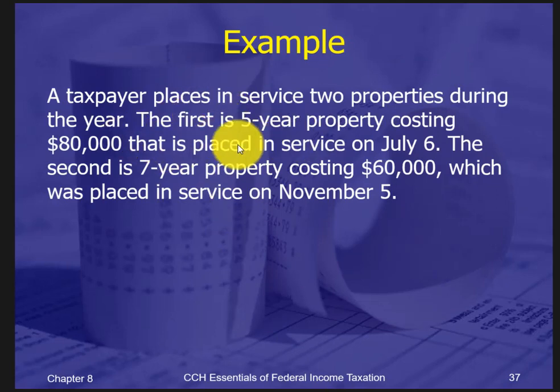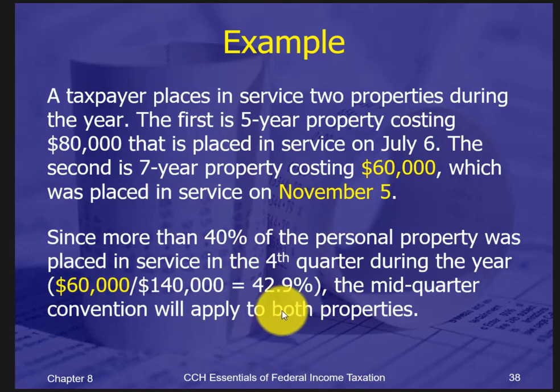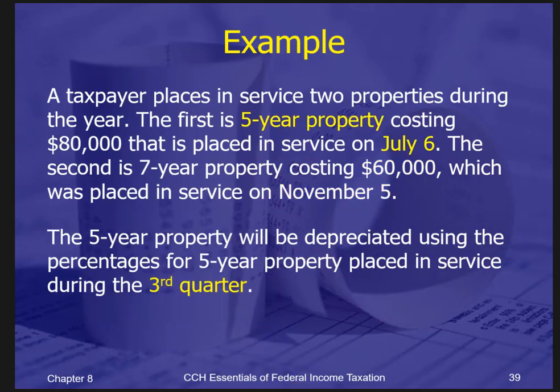So here's an example, 5-year property on July 6th, 7-year on November 5th. This 60,000 is more than 40%, so the mid-quarter convention has to apply to both properties. That's the bummer. If you trigger this, it applies to all of your personal property for that year. And when you do that, it's going to be that way for the entire life of that asset. Once you're using the mid-quarter convention for that asset, you're stuck with it for the rest of its life.